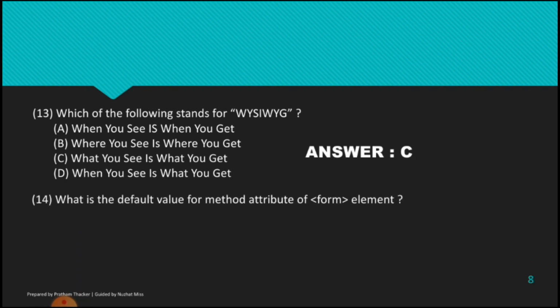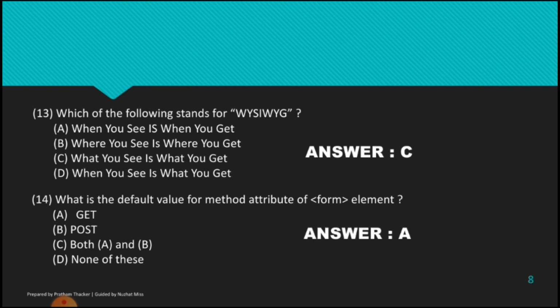Question number 14. What is the default value for method attribute of form element? Option A get, option B post, option C both A and B, or option D none of these. Here C and D are options to confuse you. Answer is option A get.